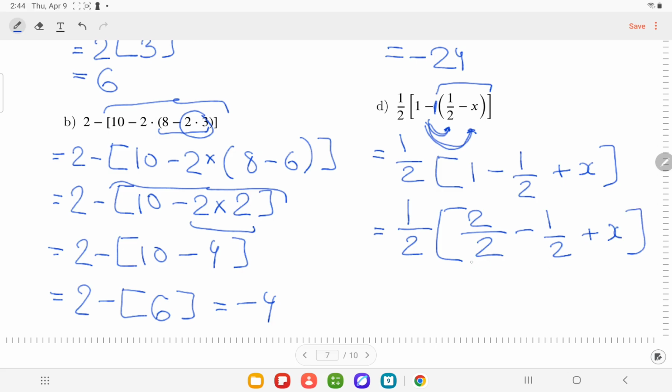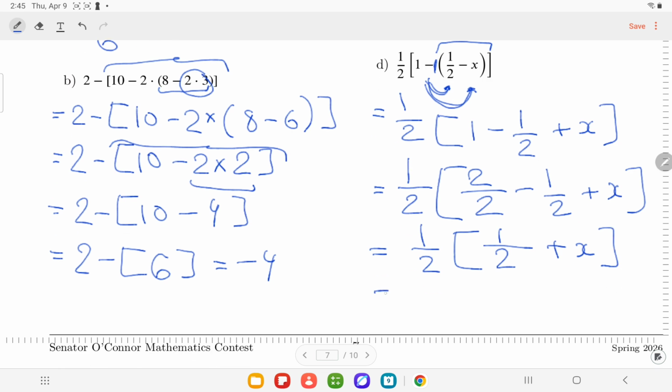And now since 2 over 2 and 1 over 2 have the same denominator, we can subtract them. So when we're subtracting, we only look at the numerator. So 2 minus 1 is 1, and then the denominator stays the same.